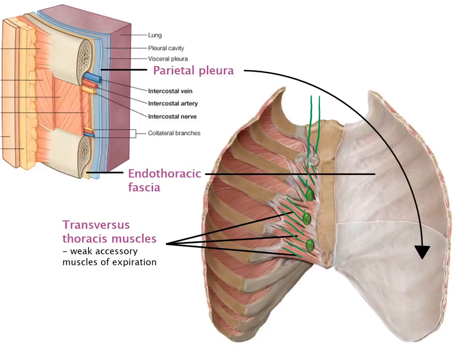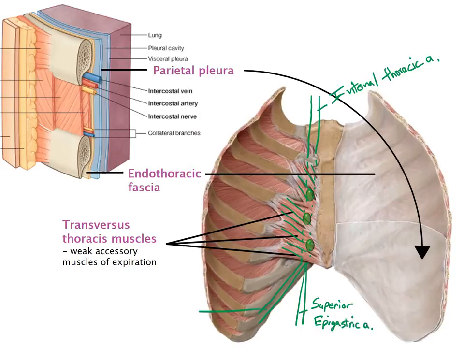These hashed lines represent the fact that this artery courses deep to the transversus thoracis muscles from this perspective. And then here near the costal margin, the artery bifurcates into two smaller vessels. Here again, this is the internal thoracic artery. And it bifurcates into the superior epigastric artery, as well as the musculophrenic artery.